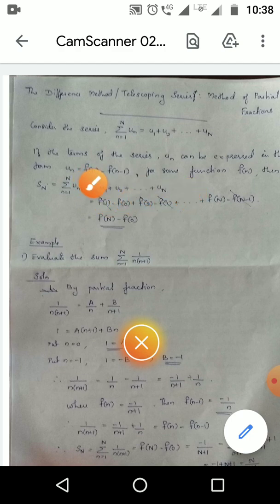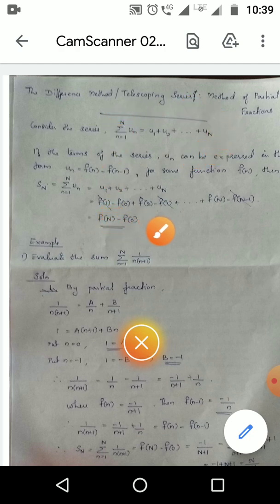Since each un can be expressed as f of n minus f of n minus 1, u1 is f of 1 minus f of 1 minus 1, that is f of 1 minus f of 0, and u2 is f of 2 minus f of 1, u3 is f of 3 minus f of 2, etc. uN is f of N minus f of N minus 1. So f of 1 and minus f of 1 get cancelled, f of 2 and minus f of 2 get cancelled, etc. f of N minus 1 and minus f of N minus 1 get cancelled, and the remaining terms are f of N minus f of 0. So SN, the sum of the series, is f of N minus f of 0.